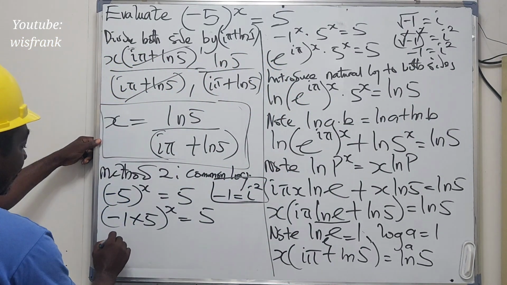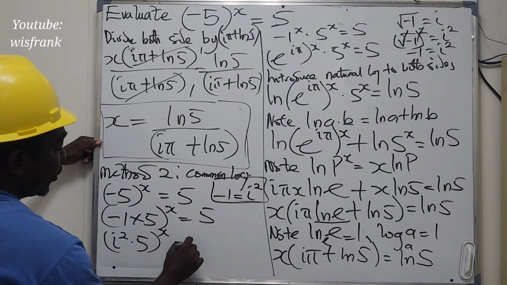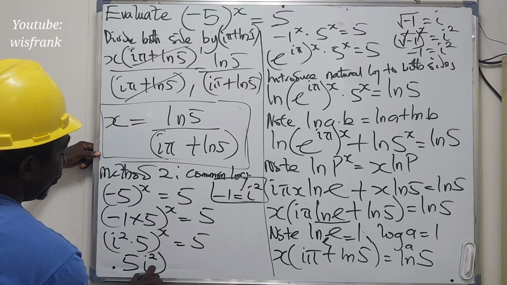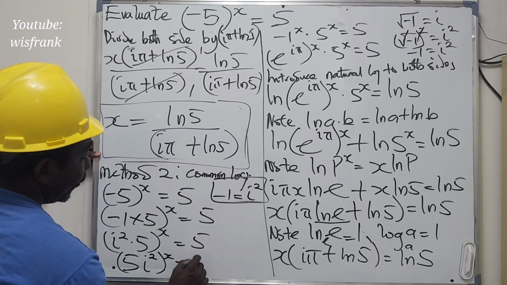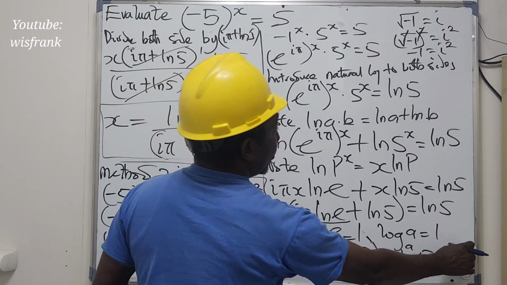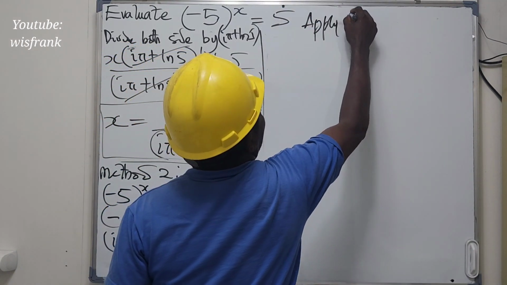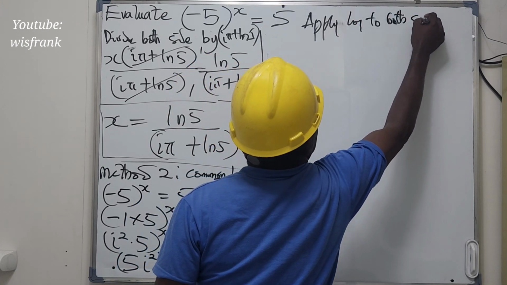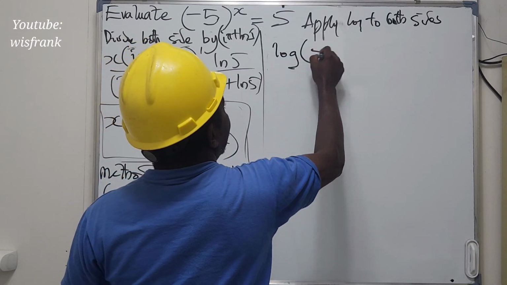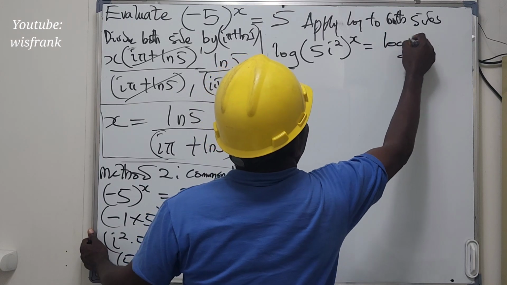So this is the same thing as having (i^2 times 5)^x equals 5. We can rewrite this as (5i^2)^x equals 5. Then from here, we can apply log to both sides. That is common log. So we say apply log to both sides. This will become log of (5i^2)^x equals log 5.